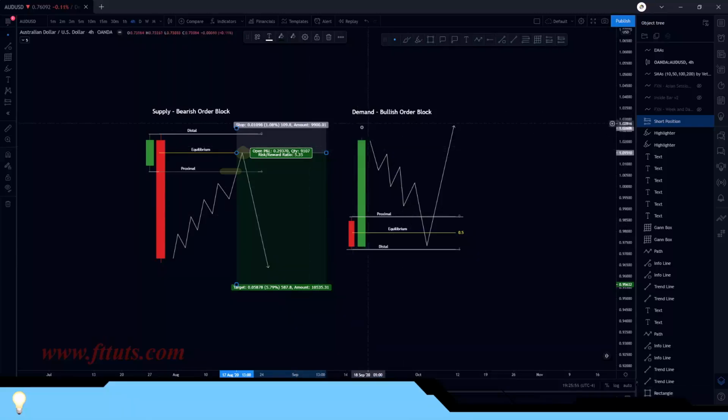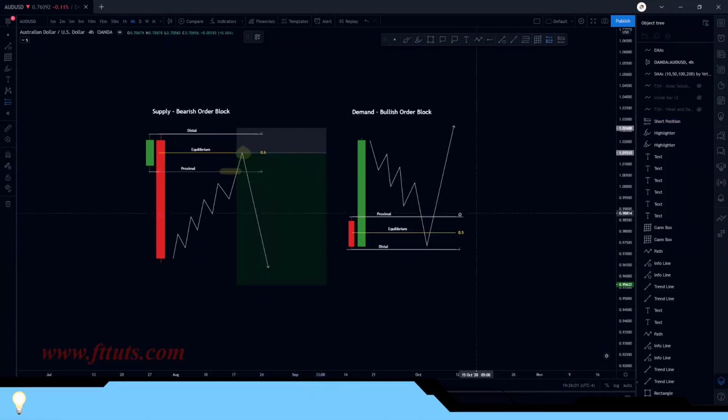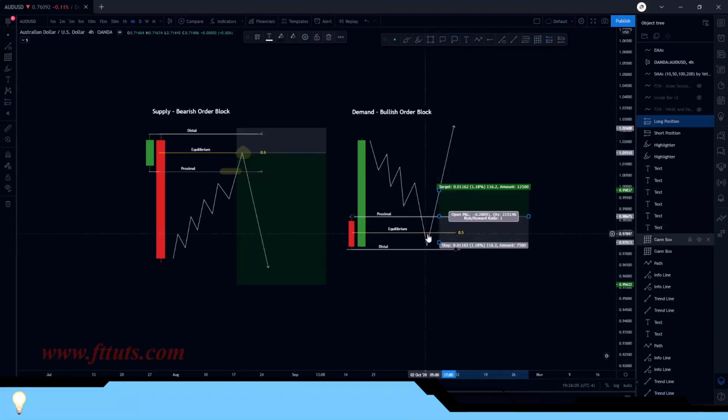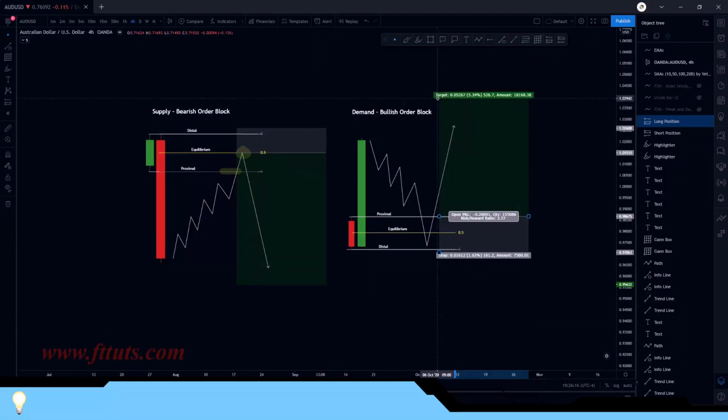Now, same thing for a demand area or a bullish order block. In this case, we would have possible entry either at the proximal point or the equilibrium point, and our stop loss below the distal line, right? 2 pips below it, and our targets at the previous highs or in your extension levels.